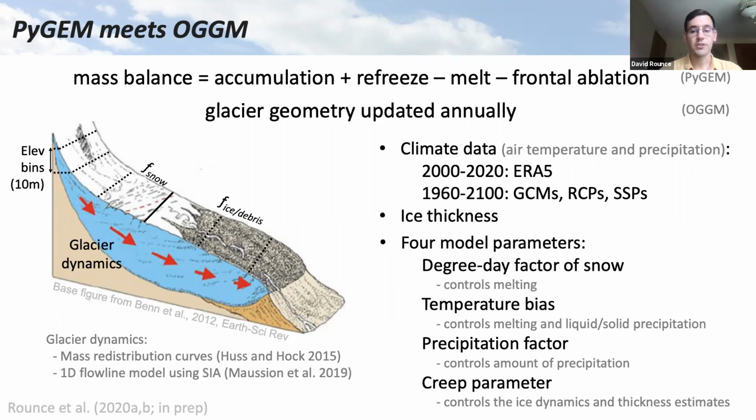The other thing to note is that we have 4 model parameters. So 3 of these model parameters are related to the mass balance calculations. These include the degree day factor of snow, which controls the melting, the temperature bias, which adjusts the temperature and thereby controls the melting, and also differentiating between liquid and solid precipitation, and the precipitation factor, which controls the amount of precipitation. And then the 4th parameter is related to the glacier dynamics, which is the creep parameter. And this really controls the ice dynamics, the stiffness of the ice, and also the ice thickness estimates. And so what we do is we calibrate the creep parameter in each region such that our total ice volume is consistent with the existing consensus ice thickness products.